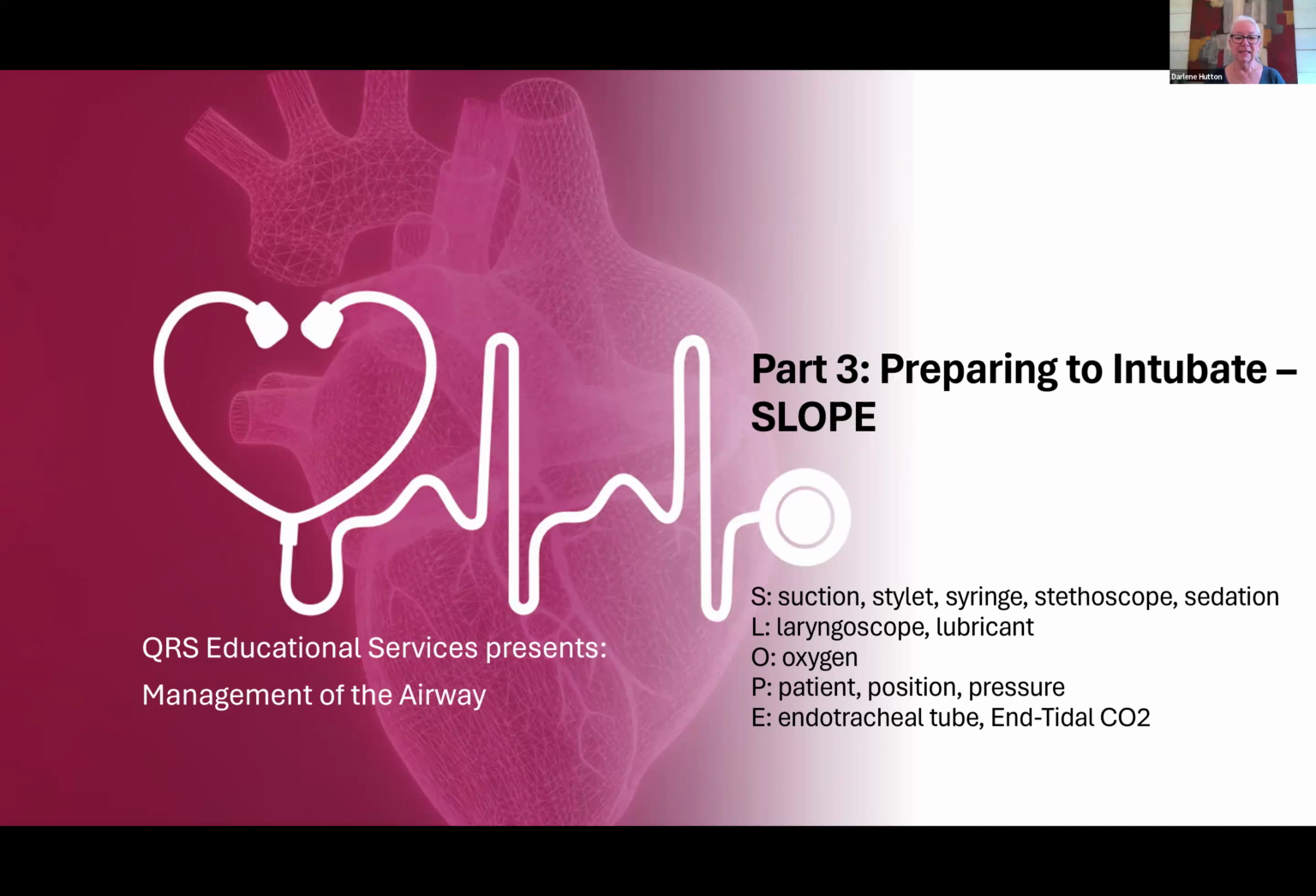The S is to remind us to look at getting the suction ready and attached, stylet, syringe, stethoscope, and sedation. The L is laryngoscope and lubricant. O is that steady source of oxygen. P is the patient, position, and pressure. E, endotracheal tube and end-tidal CO2. I'm going to pause for a moment, going to get set up, and when we come back, I'll look at each of these in more detail.